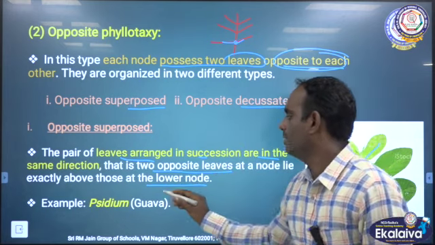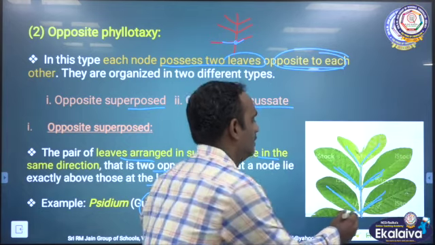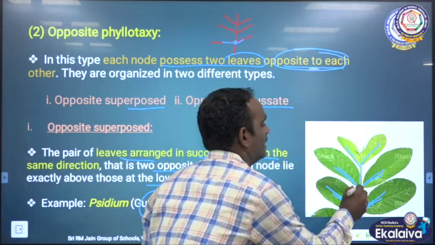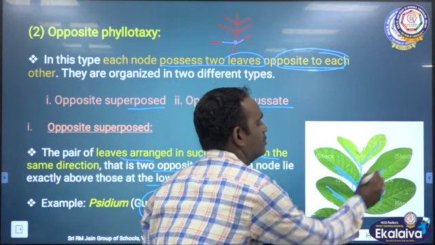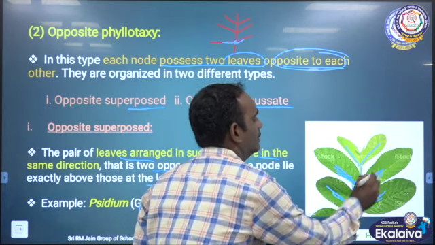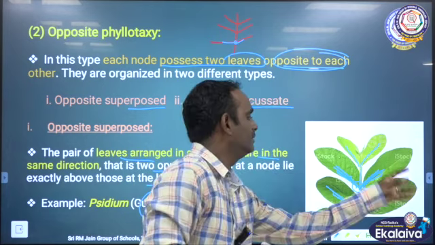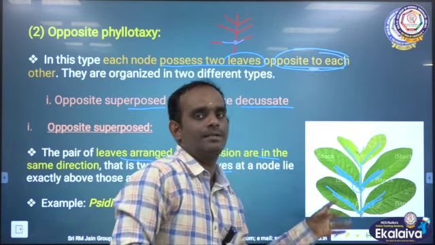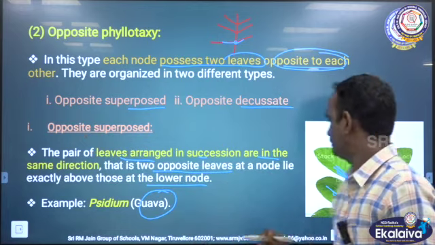Example, guava leaf. See the picture of the guava leaf here. The leaves are arranged in the same direction. The opposite leaves, they are opposite. Each node bears two leaves. All these leaves are arranged in the same direction, but these two are opposite with each other. That type of arrangement is said to be opposite superposed.